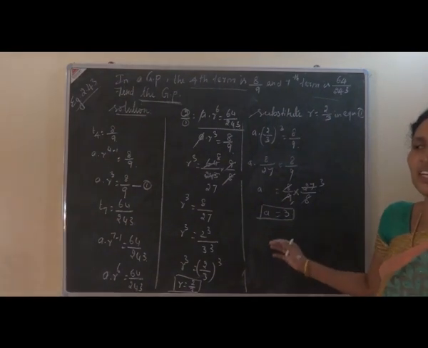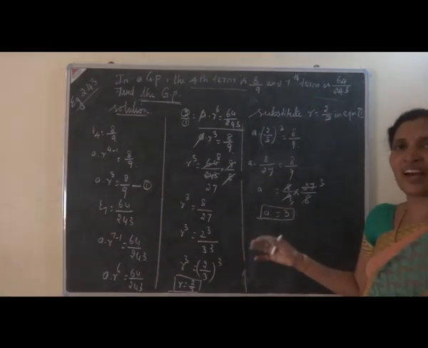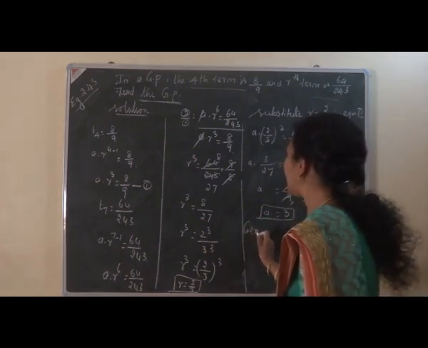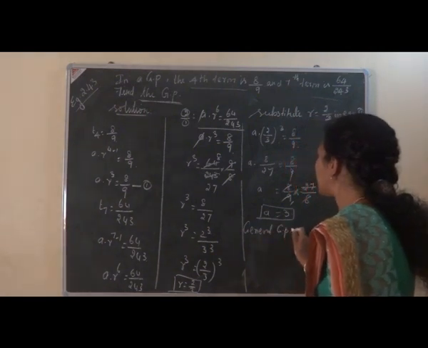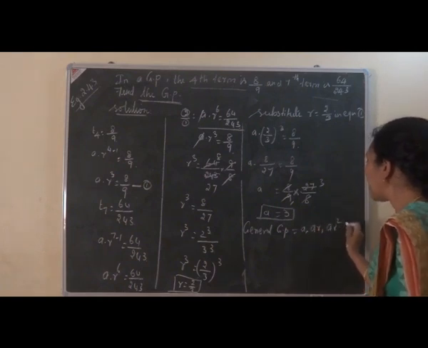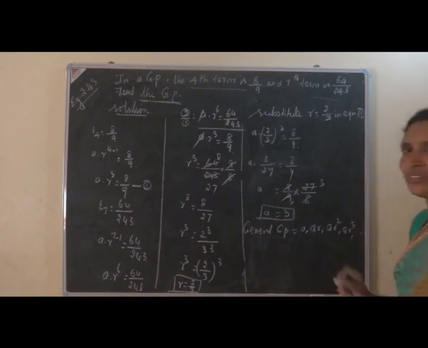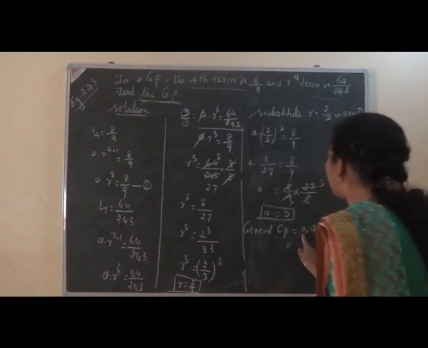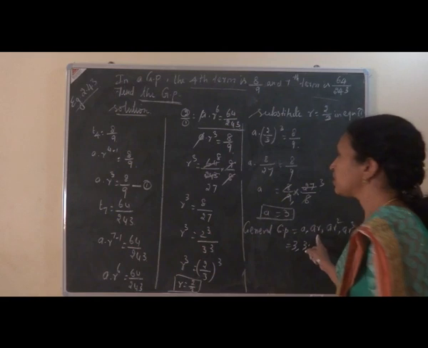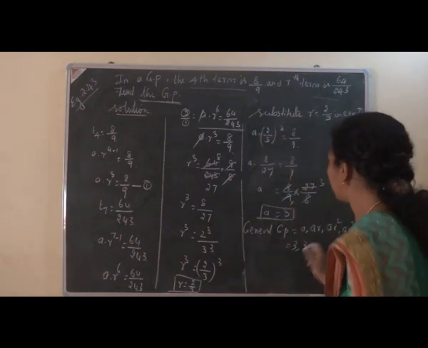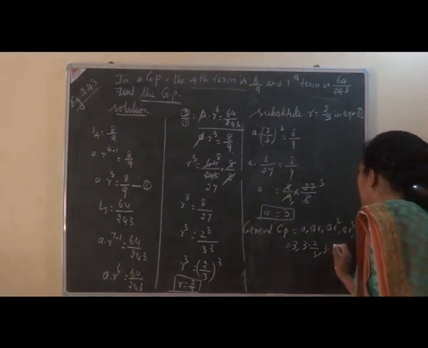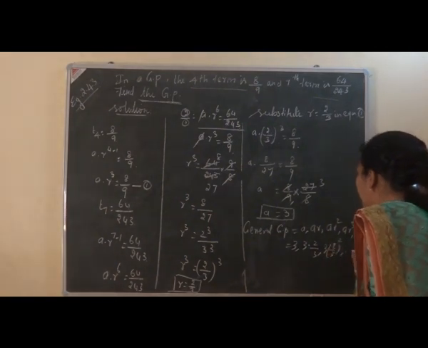What is geometric progression? a, ar, ar square, etc. Isn't it? So the general geometric progression, how do you write? a, ar, ar square, ar cube, etc. Shall we apply the values here? The value of a is 3, comma, 3 into the value of r which is 2 by 3, comma, 3 into 2 by 3 the whole square, etc.